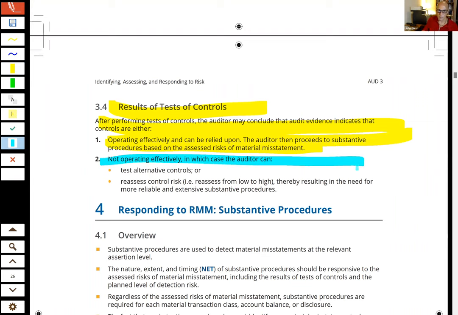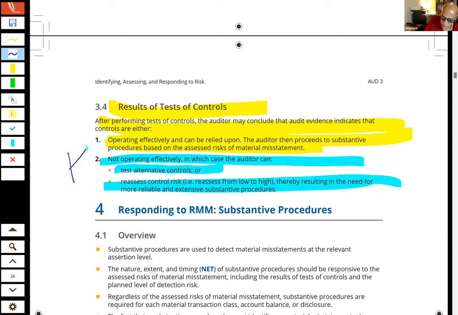Now I've done the testing and I found, hey, they did not have operating effectiveness. When I looked at those inventory control sheets, they weren't signed off on. When I looked to see if a supervisor signed off on a time card, it wasn't signed off on. So I could test alternative controls, or I will just go ahead and make my assessment of my risk of material misstatement at high. And I will now alter my timing, extent, and nature of my substantive procedures using external evidence, larger sample sizes for my substantive testing, and doing year end instead of interim. Okay, so go ahead and flashcard how you will respond to the results of the control.